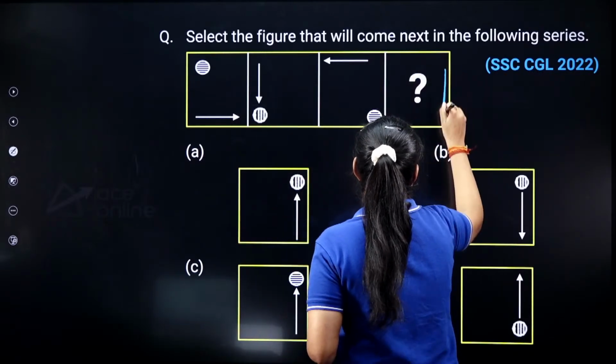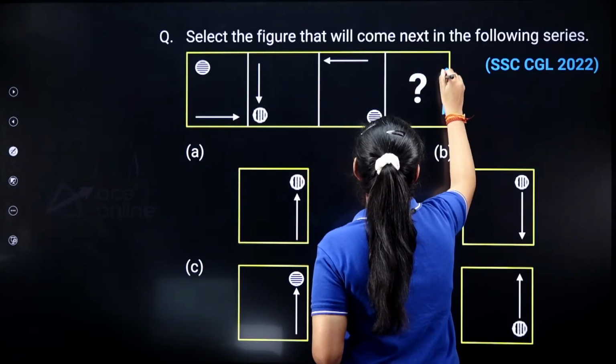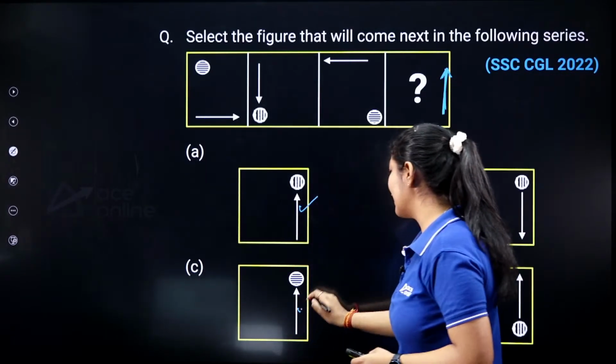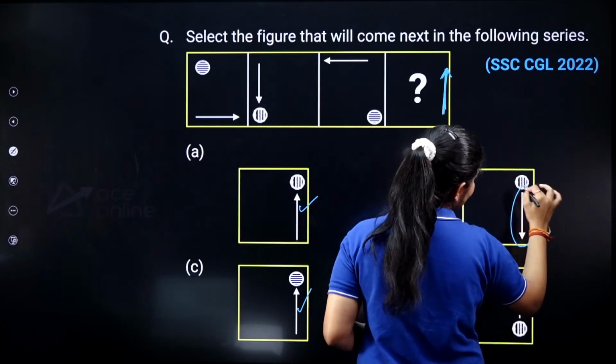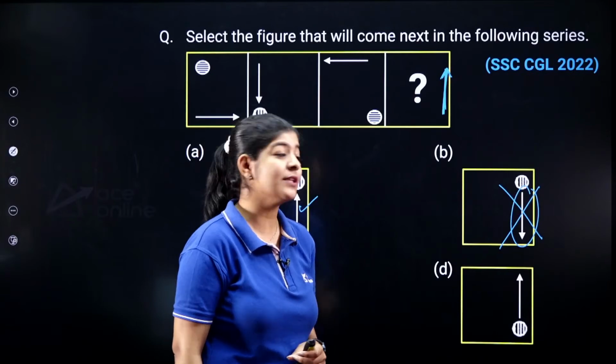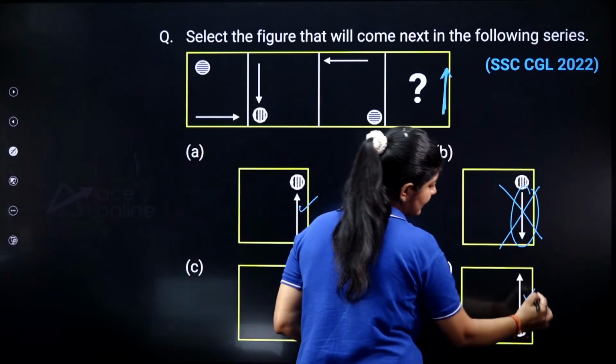According to the diagram, it should be placed over here. Do we have that? Yes. Do we have that? Yes. Do we have that? No. We are having the arrow in this place, but the direction of the arrow is incorrect. Do we have that? Yes.